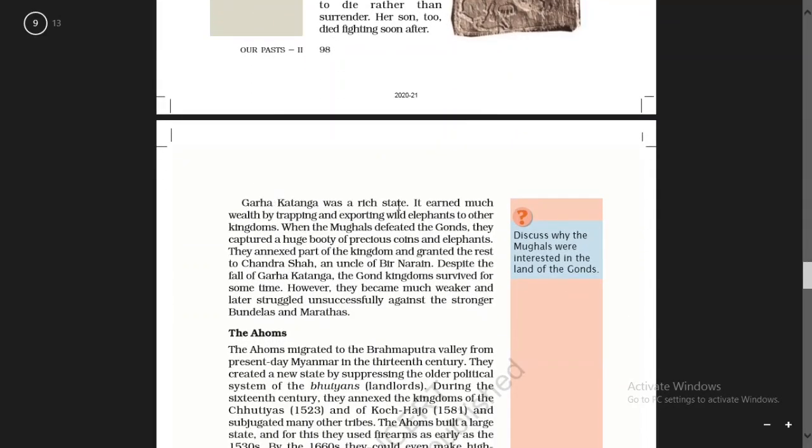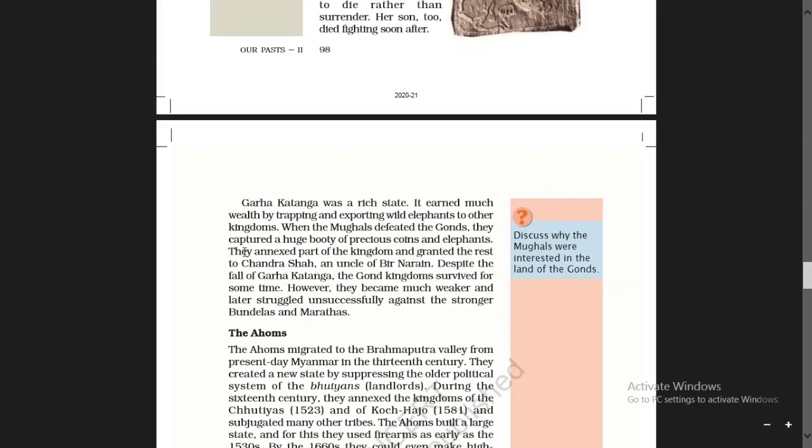Garha Katanga was a rich state. It earned much wealth by trapping, meaning catching in a trap, and exporting wild elephants to other kingdoms. When the Mughals defeated the Gonds, they captured a huge booty of precious coins and elephants.